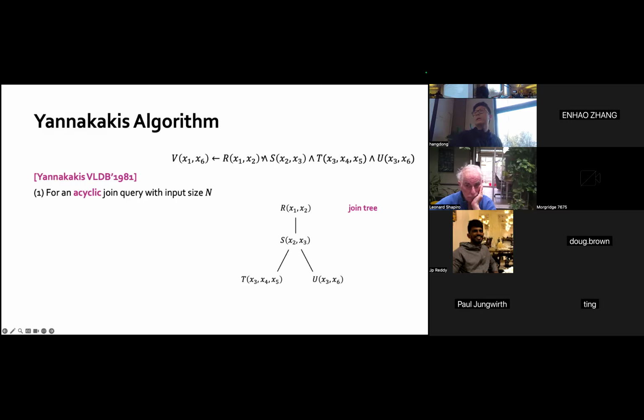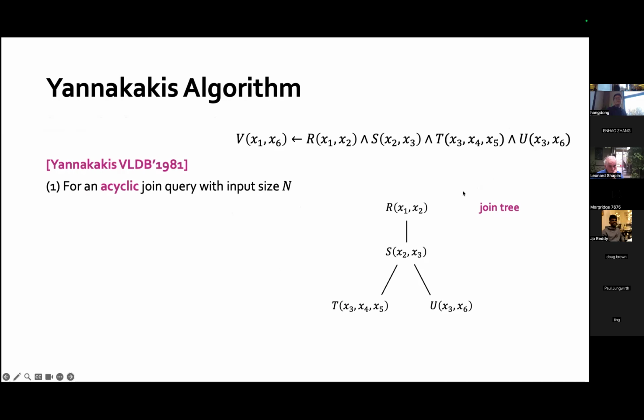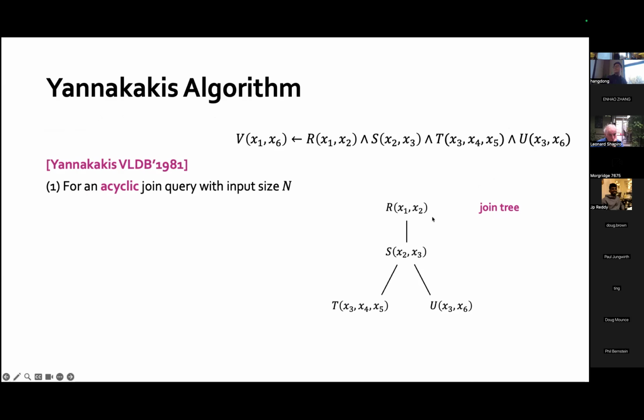So this query is called, in Yannakakis's terms, acyclic. Acyclic essentially means that if you draw a join graph of this query, it's acyclic. If you put all the tables as your nodes, and your edges represent that they are joining on some attribute, for example, R and S join on X2, and if this turns out to be a tree, then this is acyclic. This is a loose definition of acyclicity, but for the talk, this suffices. And then you call that join graph a join tree, because it's a tree.